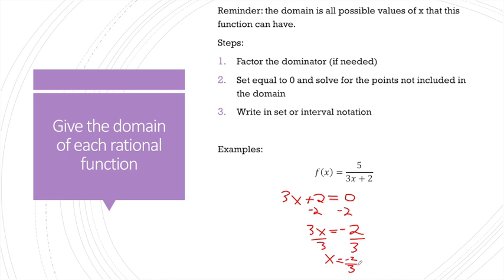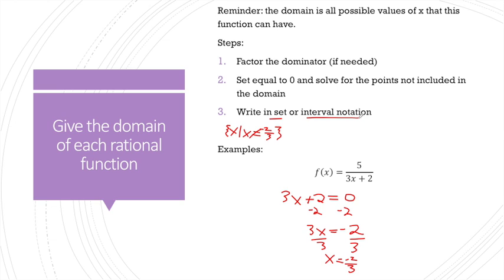There are two ways to write this. We can write this in set notation or interval notation. Interval notation is when we were working with a number line, right? So in set notation, it would be x such that, that's what this vertical line means, such that x does not equal negative 2/3.